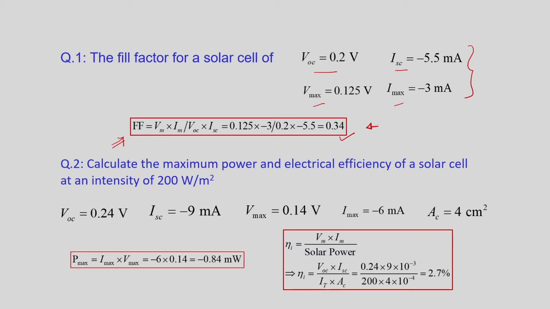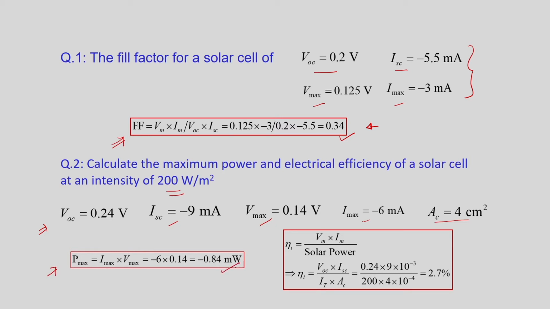Now, if I am interested to calculate the maximum power and electrical efficiency of a solar cell at an intensity of 200 watt per meter square, how to do that? If these values are given: VOC is given, ISC is given, Vm or V maximum is given, I maximum is given, and the area of the solar cell is given as 4 centimeter square. So, straight away you can calculate P max is I max into V max.